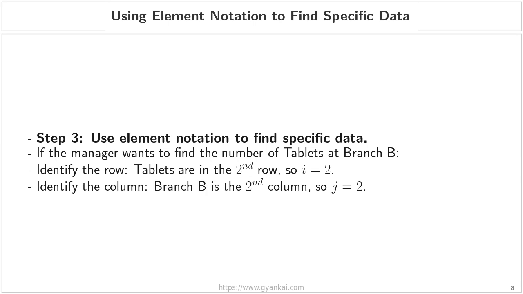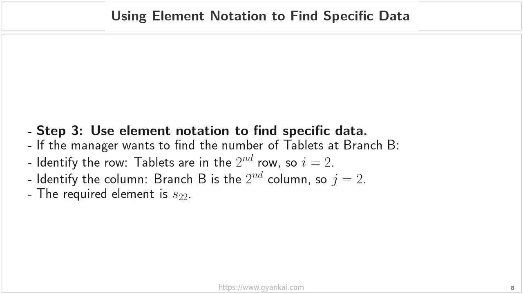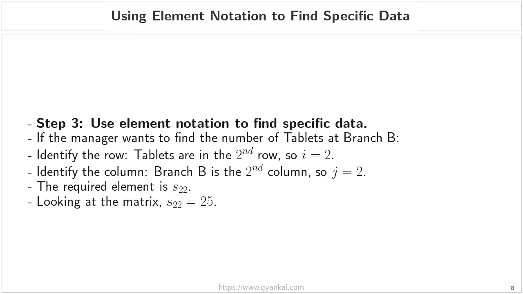Next, we identify the column. Since Branch B is the second column, our column index, j, also equals 2. By combining these 2 indices, we can see that the required element is denoted as S sub 2 2. Finally, by looking at the intersection of the second row and the second column in our matrix, we find that S sub 2 2 equals 25. This tells the manager that there are exactly 25 tablets at Branch B.